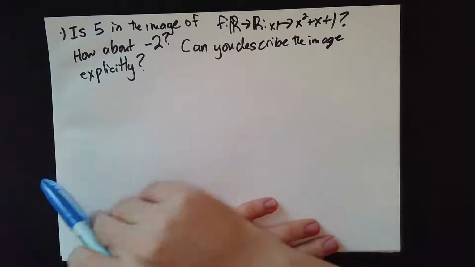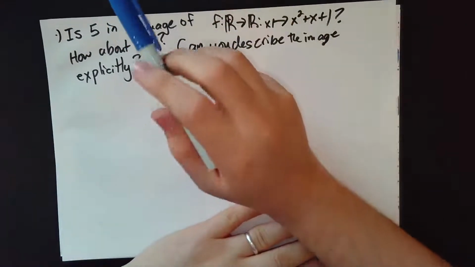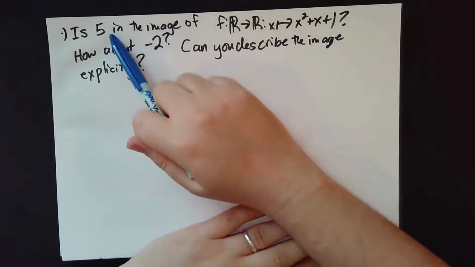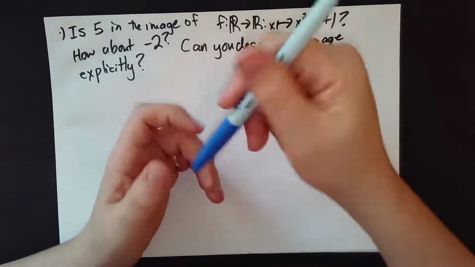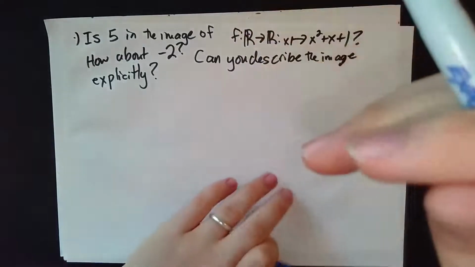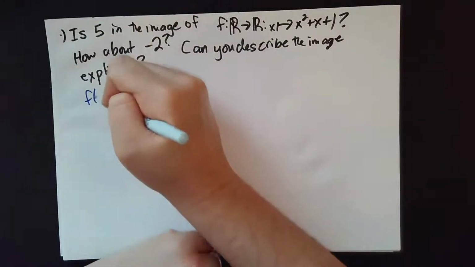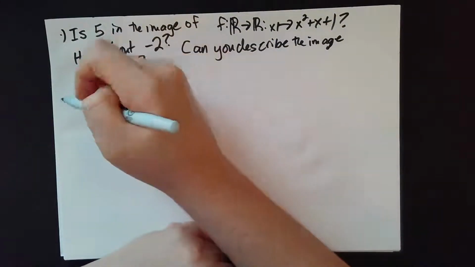Okay, so let's start with 5. When I ask if 5 is in the image, what am I really asking? I'm really asking, does the equation f of x equals 5 have a solution?